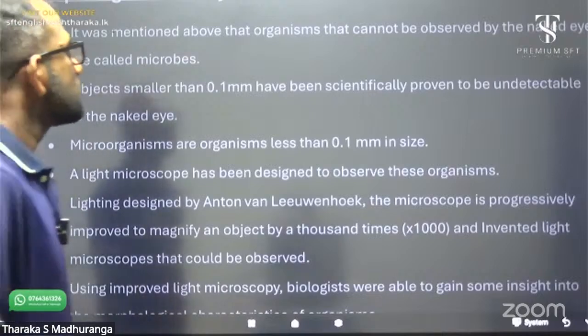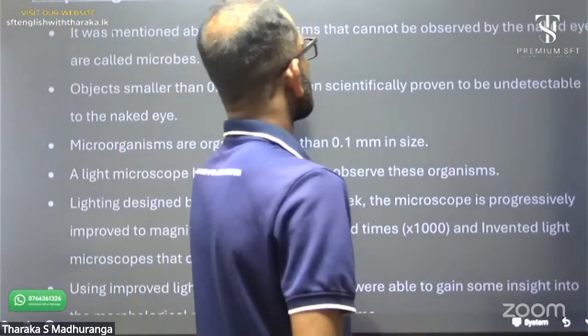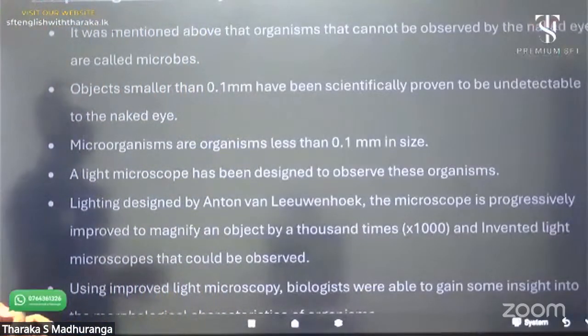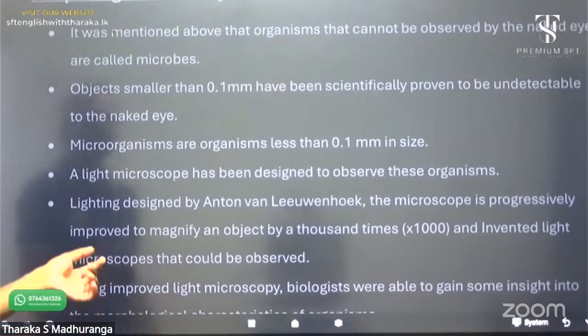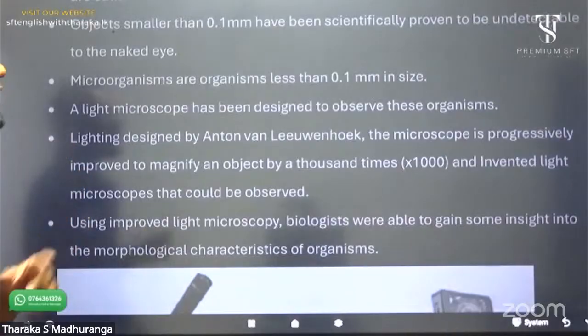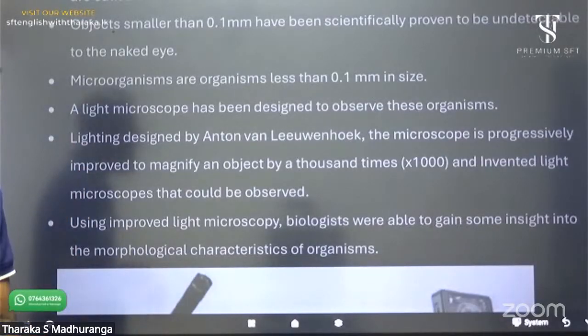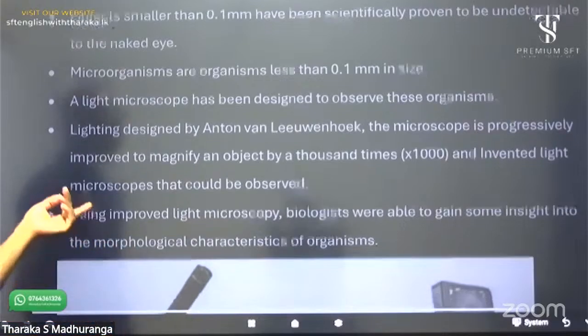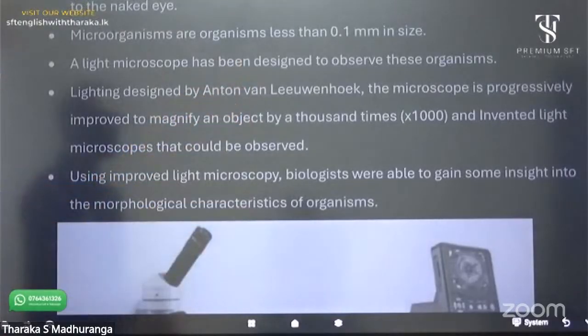It was mentioned that organisms that cannot be seen with our naked eye are microorganisms. Objects smaller than 0.1 millimeter have been scientifically proven to be undetectable to the naked eye. Microorganisms are organisms less than 0.1 millimeter in cell size. A light microscope was designed to observe these microorganisms, first designed by Anton van Leeuwenhoek.